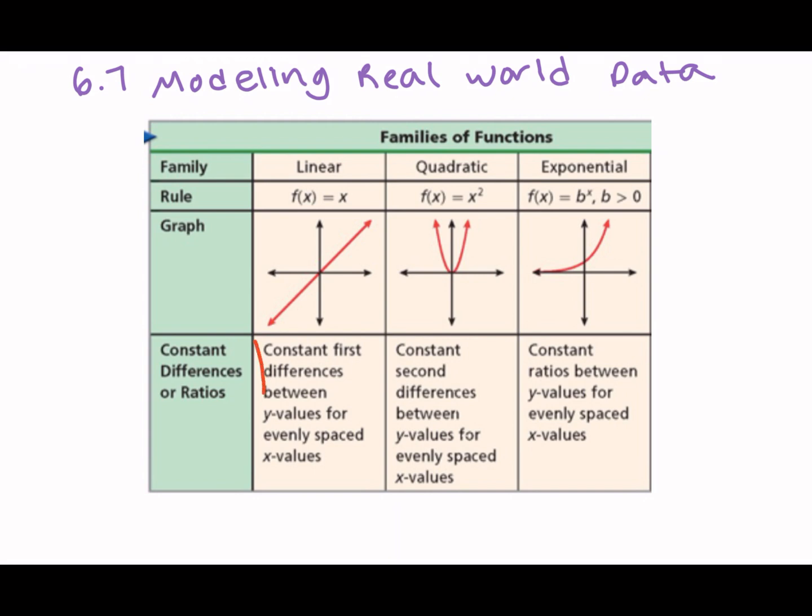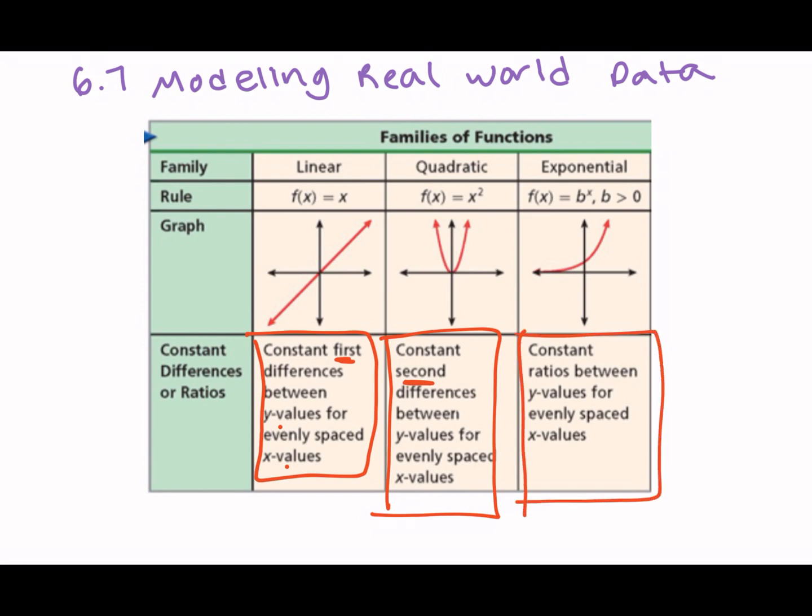So if we look at the bottom, if we have a constant first difference between y values for evenly spaced x values, then it's going to be linear, okay? This is first differences. For quadratic, we want constant second differences for evenly spaced x values. And then the last one, exponential, notice how it says ratios, constant ratios for evenly spaced x values.